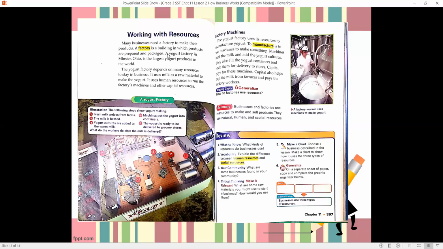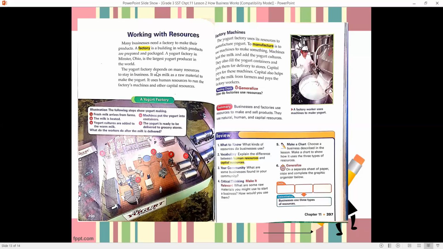For example, a yogurt factory in Minster, Ohio, is the largest yogurt producer in the world. Now, this factory is a yogurt factory. So for yogurt, what do you think would be the main resource? The main resource would be milk. The main resource for this factory would be milk. Why? Because this factory is making yogurt.